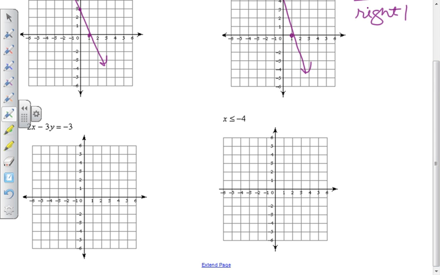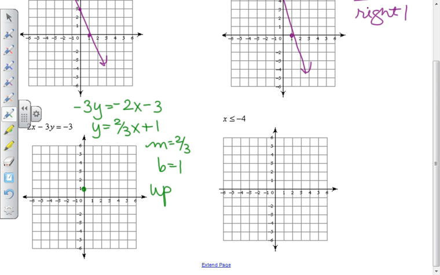Now in this case, I could either find the intercepts or I can solve for y. I'm going to solve for y, so I have -3y is equal to -2x minus 3. Divide both sides by -3. Y is equal to 2/3 x plus 1. Now I know my slope is 2/3. My y-intercept is 1. Graph the y-intercept. Here I'm going to go up 2, right 3.